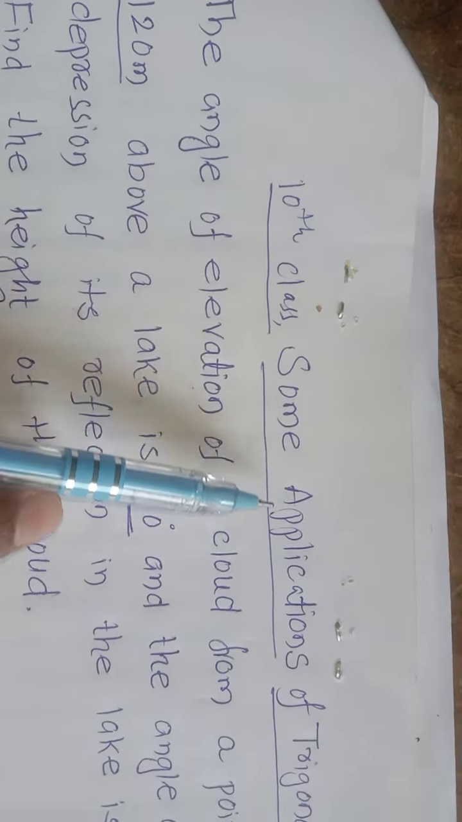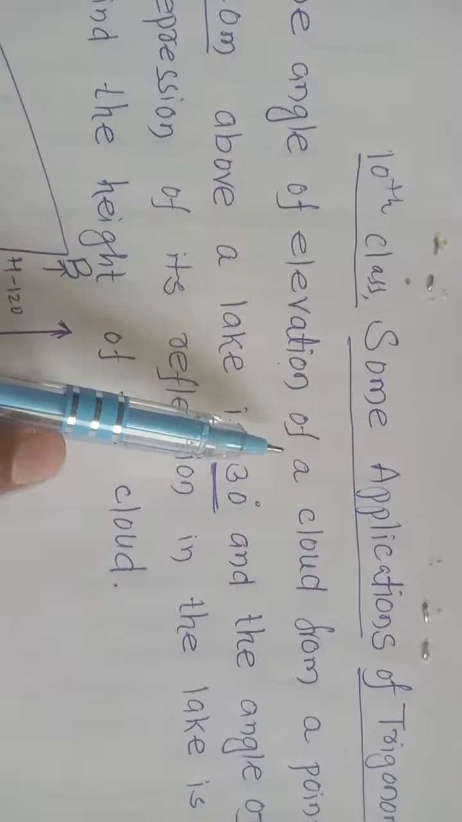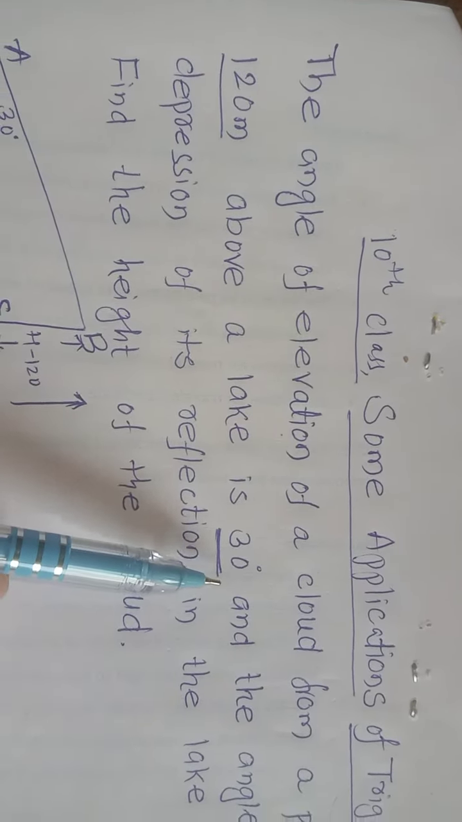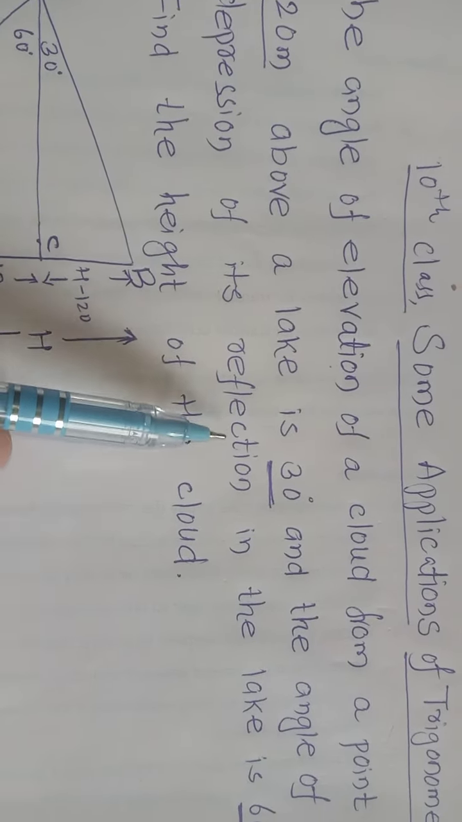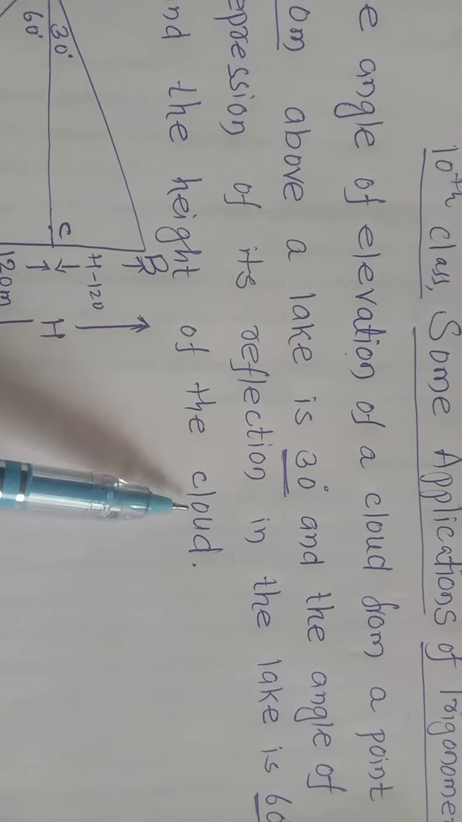10th class, some application of trigonometry. The angle of elevation of a cloud from a point 120 meters above a lake is 30 degrees and the angle of depression of its reflection in the lake is 60 degrees. Find the height of the cloud.